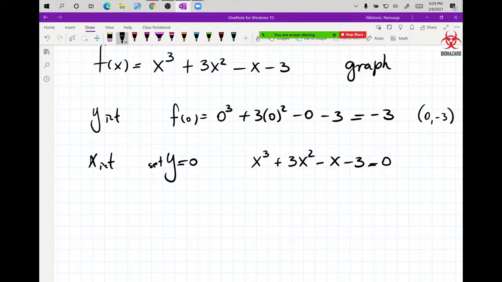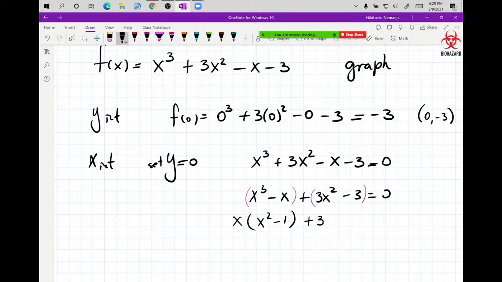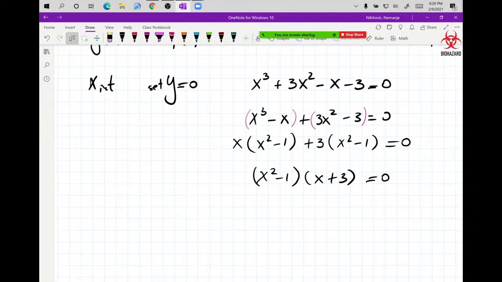And you can group these as x cubed minus x plus 3x squared minus 3 equals 0. And then when you group them, you can kick out an x, you get x squared minus 1. You can kick out 3, and you get your x squared minus 1 again. And now you pull out x squared minus 1. You get x plus 3, the leftovers. And finally, factor: x minus 1, x plus 1, x plus 3.